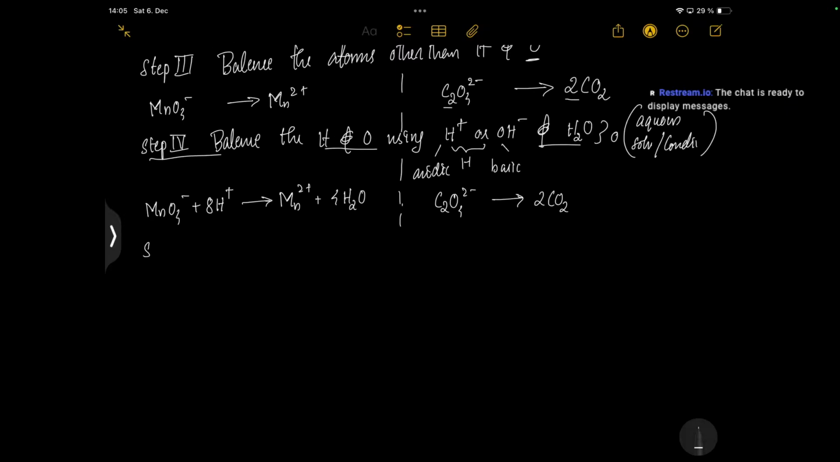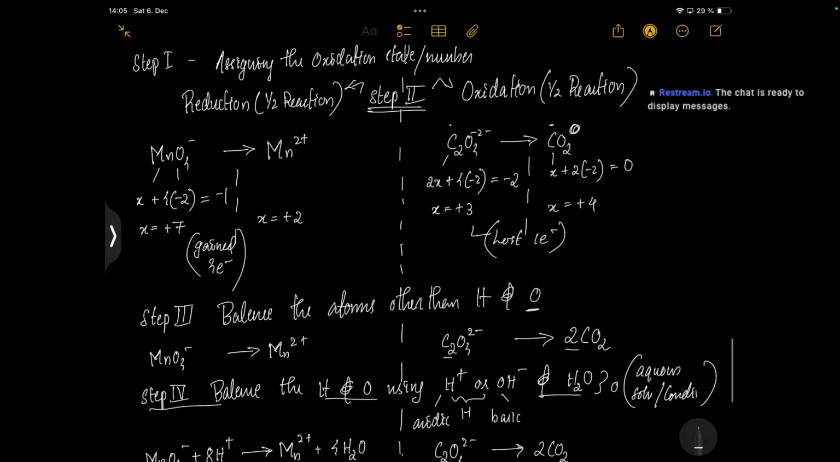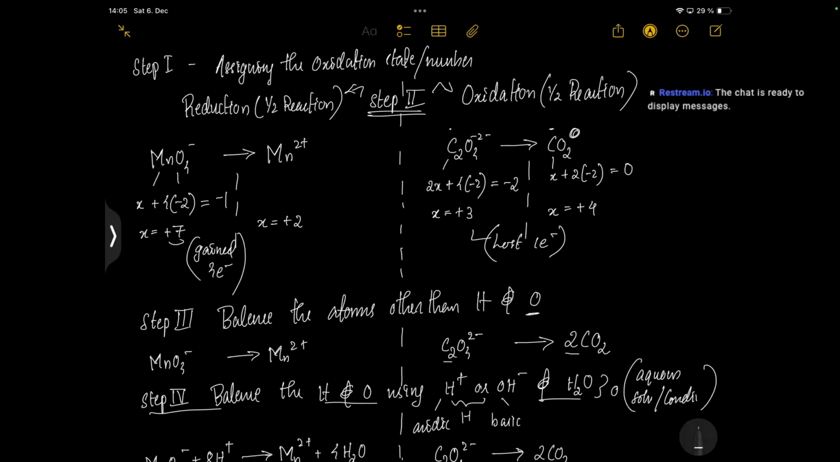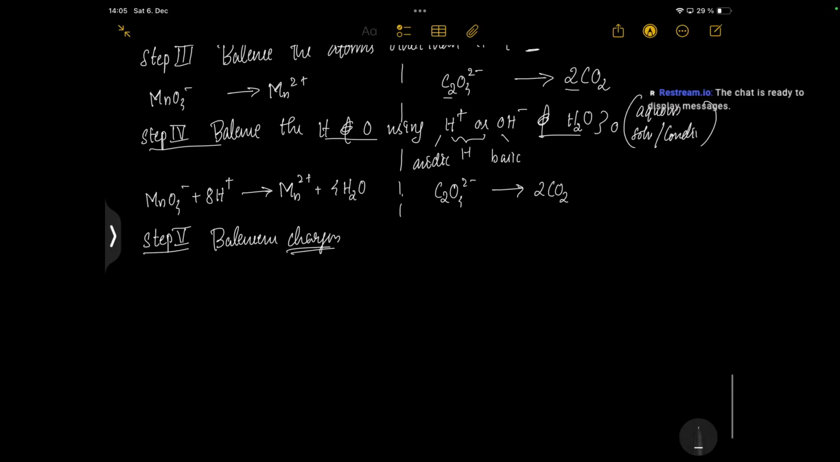Now it's the last step and the most important step. We have to balance the charges. What are the charges we're talking about? These are the charges or the electrons we lost. I'll talk about that. Balance the charges and combine the half reactions.